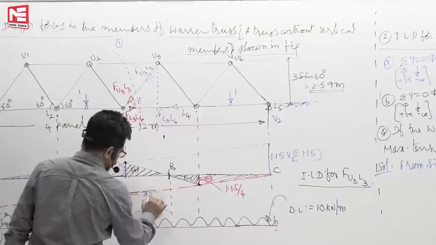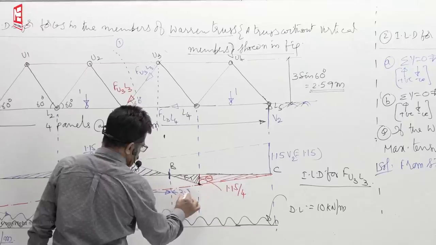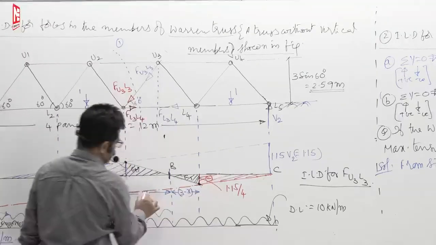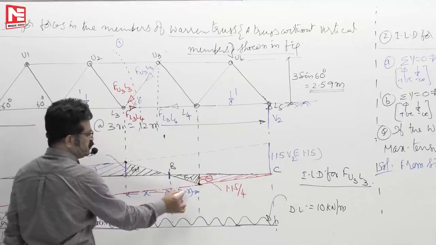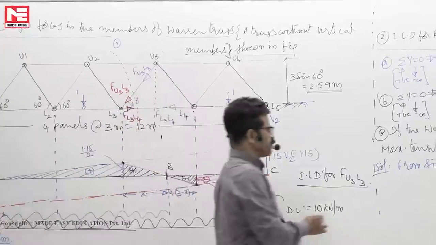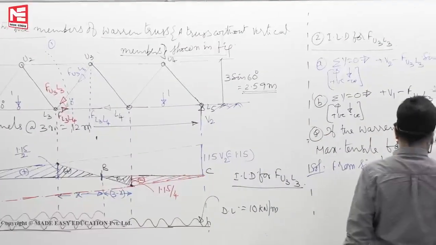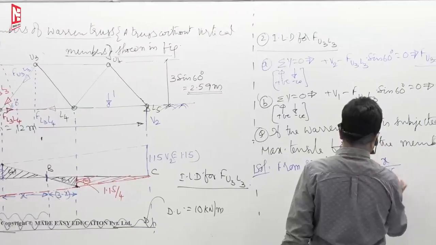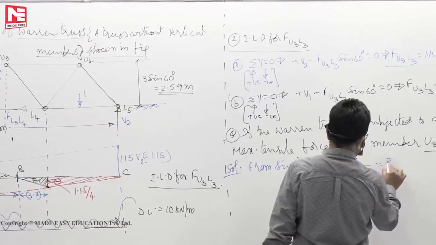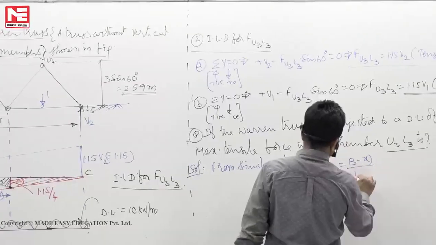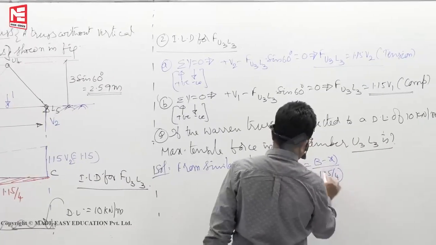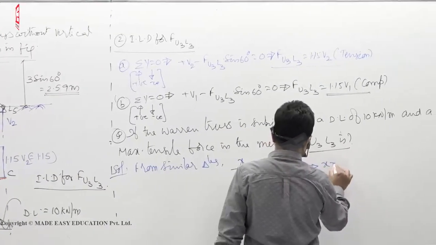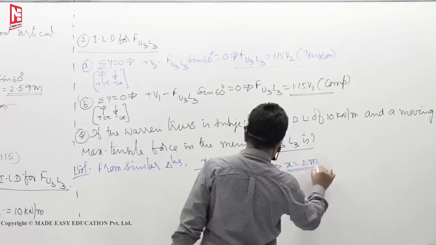This distance you take it as x. This will be 3 minus x. So x by 1.15 by 2, 3 minus x by 1.15 by 4. You can get what x is. x by 1.15 by 2 must be equal to 3 minus x by 1.15 by 4. So x you will get from this one, 2 meters.